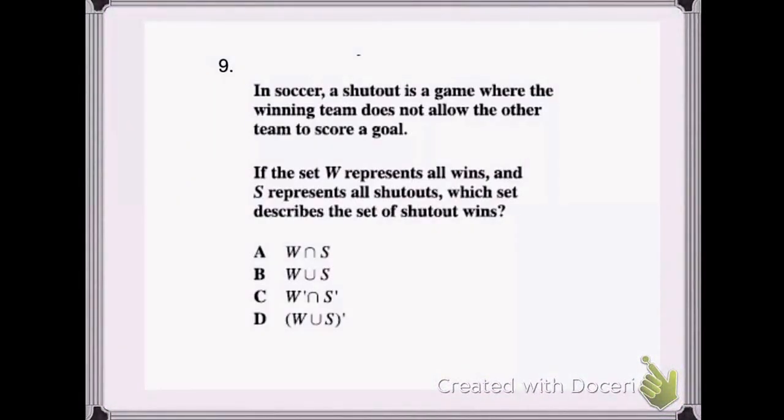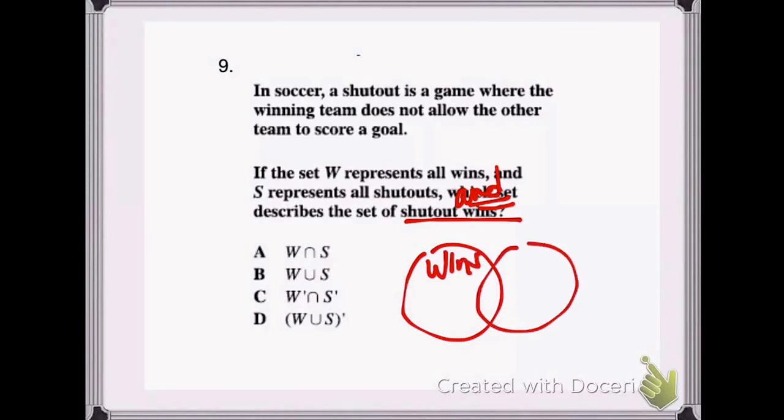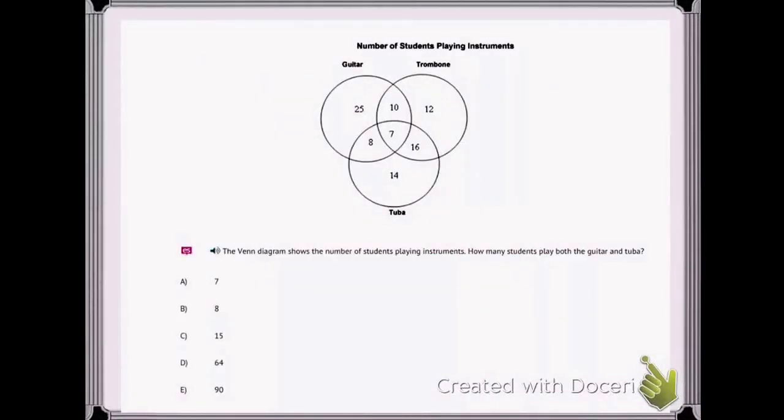Number 9. In soccer, a shutout game is where the winning team does not allow the other team to score. If set W represents all the wins and set S represents all the shutouts, which describes the set of shutout wins? That means shutout and wins. So it may help if you do wins for event A, shutouts for event B. So where do we have shutout wins? So which one's the correct notation? You work this one.